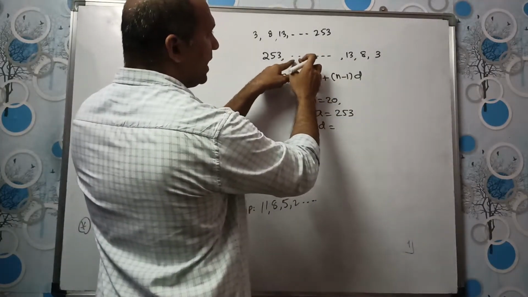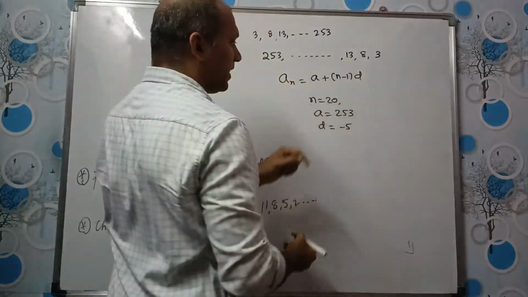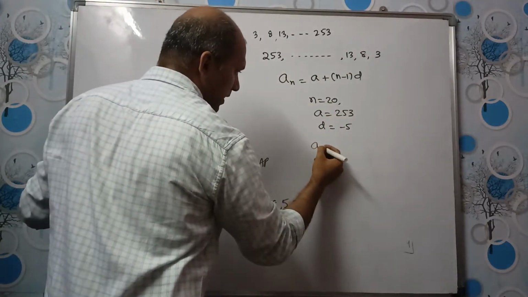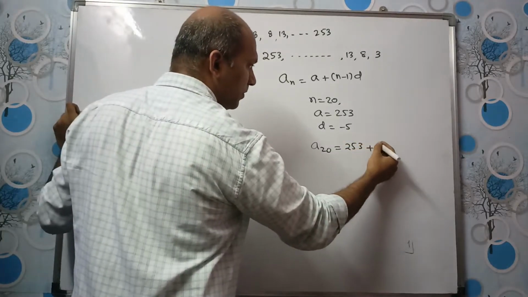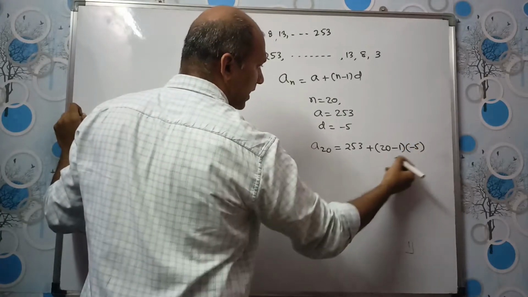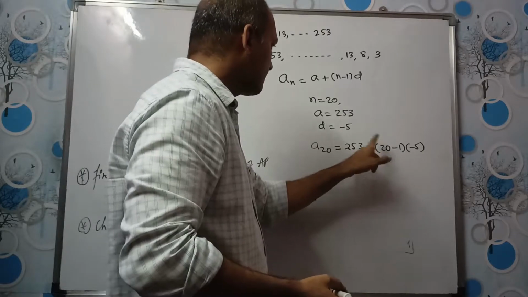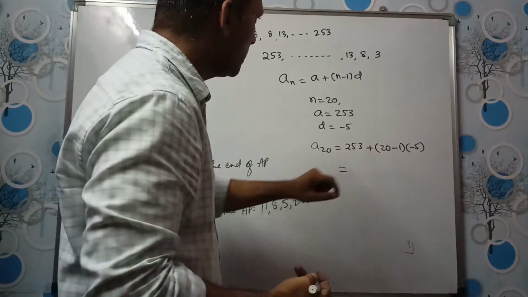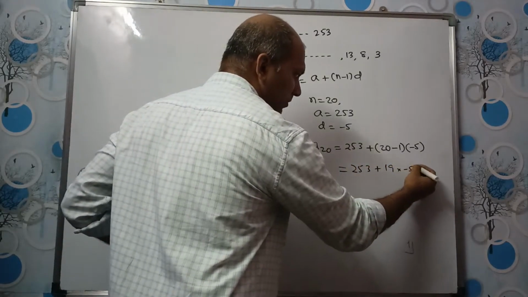We don't have the second term, but we can subtract: 3 minus 8, it is equal to minus 5. Let us substitute the values. A20 is equal to 253 plus 20 minus 1 multiplied by minus 5. Did I substitute correctly? N minus 1 into D. Yes. 253 plus 19 multiplied by minus 5.